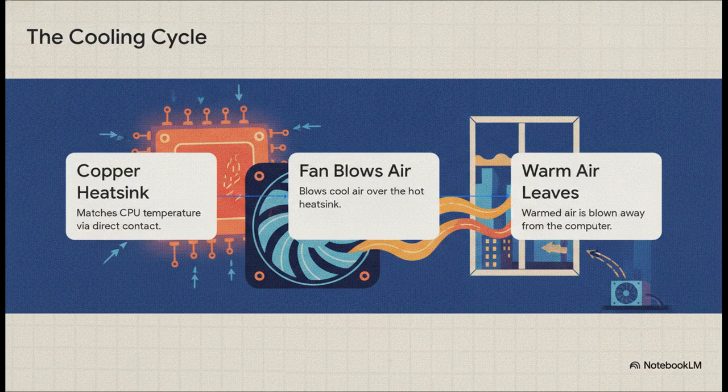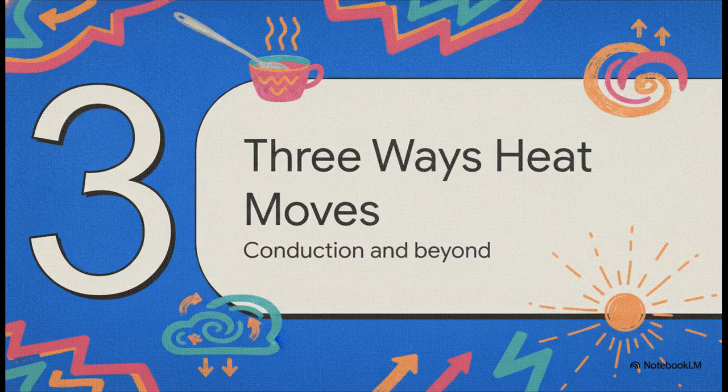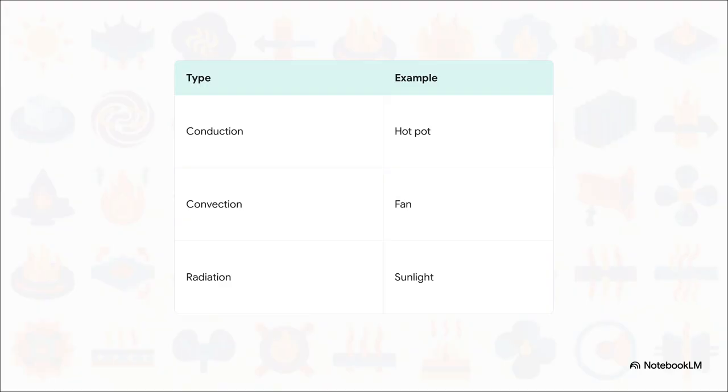In some heavy-duty setups, this exhaust air is so hot that the server room needs massive air conditioning just to handle the extra thermal load. Section 3. Three ways heat moves. Let's zoom out a bit and look at the actual physics making this entire cooling process possible. Our universe really only has three primary methods for moving heat around: conduction, convection, and radiation. Let's break down how each one of these behaves.